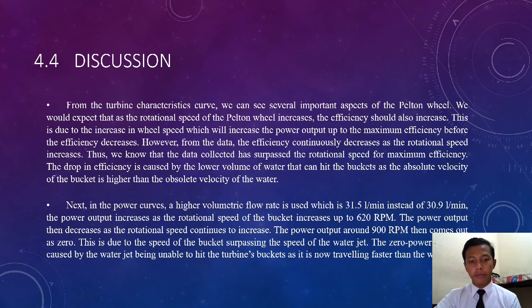Next, in the power curve, a higher volumetric flow rate is used, which is 31.5 liters per minute instead of 30.9 liters per minute. The power output increases as the rotational speed of the bucket increases up to 9020 rpm. The power output then decreases as the rotational speed continues to increase. The power output around 900 rpm then comes out as zero. This is due to the speed of the bucket surpassing the speed of the water jet. The zero power is caused by the water jet being unable to hit the turbine's buckets, as the bucket is now traveling faster than the water jet.